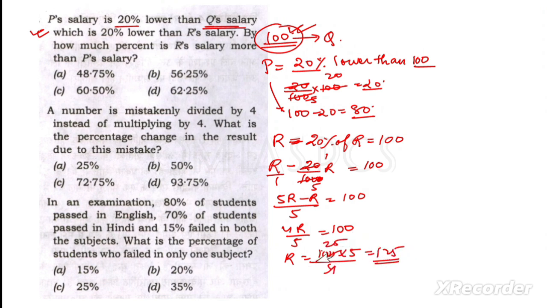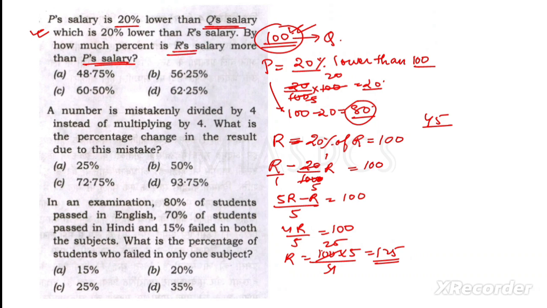Okay, so what is the value of R? Value of R is 125, value of P is 80, and value of Q is 100. So now we have to compare how much percentage R's salary is more than P's salary. R's salary is 125 and P's salary is 80. So how much more is this? Just 45. Okay, so in terms of percentage, we have to write it here. So it is 45. 45 is the difference, but we have to compare with respect to our salary.